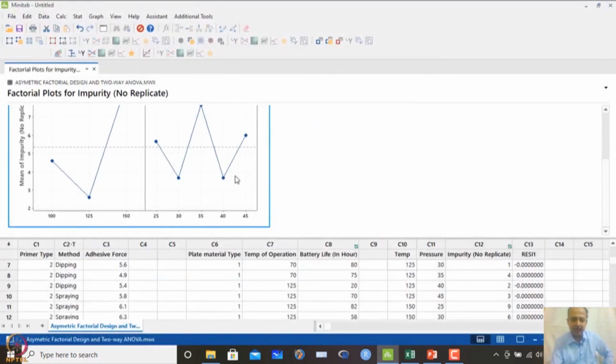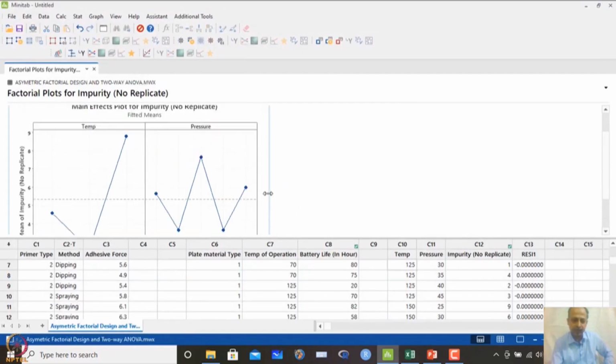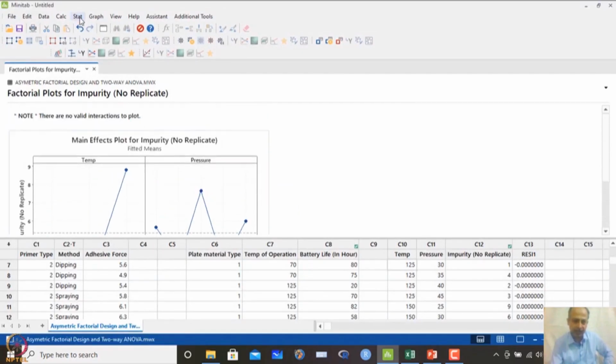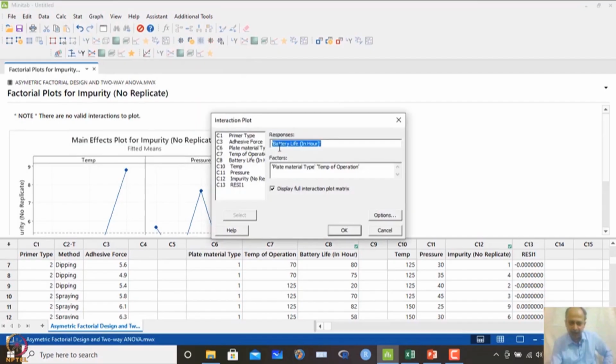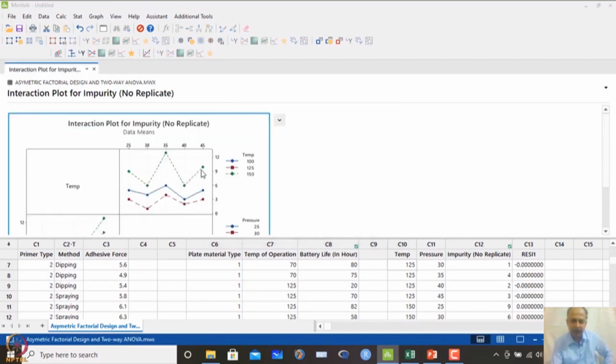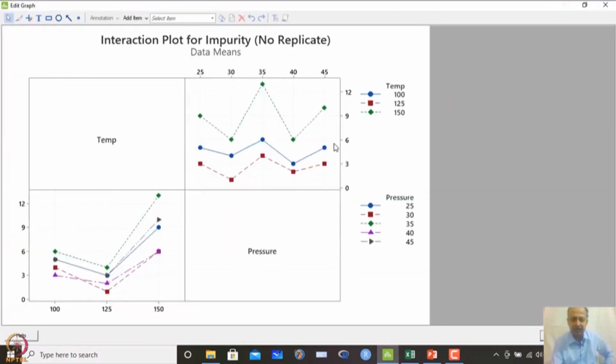And when you do this, in this case the interaction plot is not given, but we can go over here to interaction plots, and using this we will use impurities, and we will give temperature and pressure over here, display full interaction plot. If you do that, you will find some displays like this in the interaction plot. So, this is the zigzag pattern we have seen.